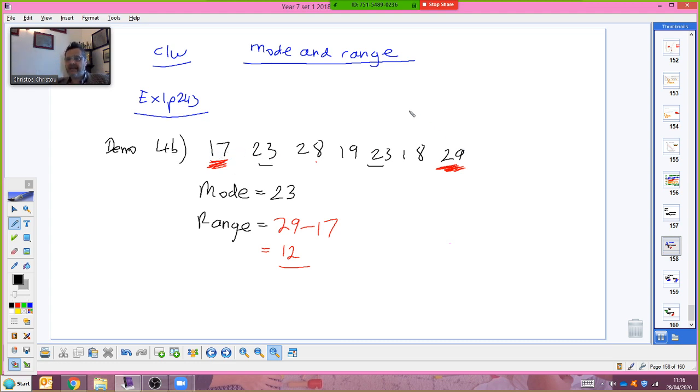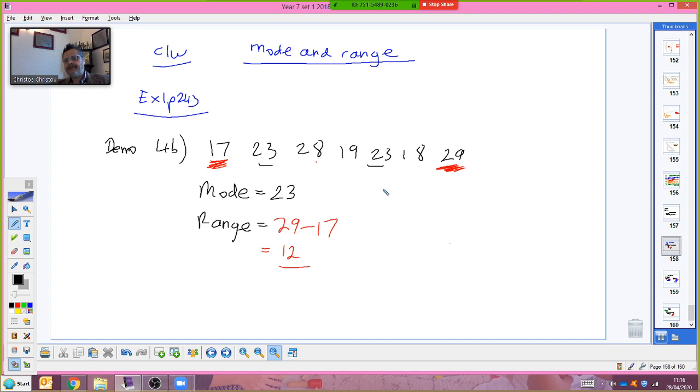If it was a list of colours, it could be the most common coloured ball in a ball pond. But this is just a list of numbers without a storyline. So the most common number is 23. Are you with me? So the mode is 23.